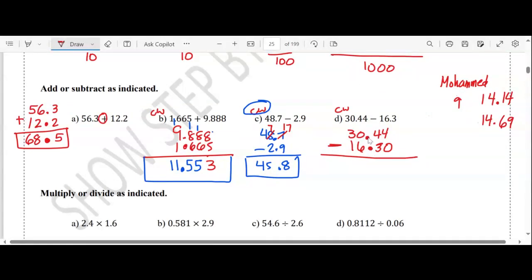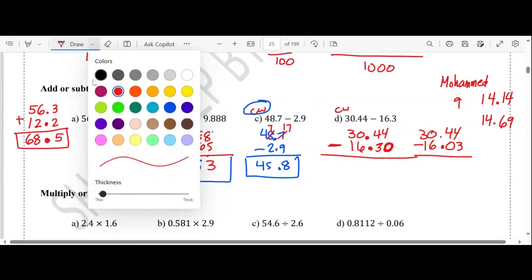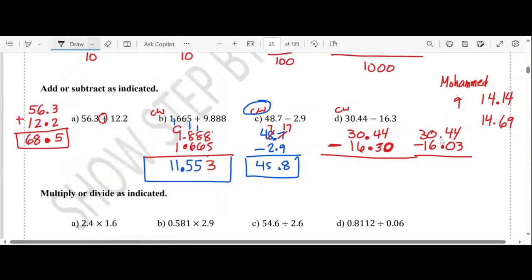Okay, I put the decimal under the decimal, and then I put the numbers under each other. Now, under the 4, here I have to put what? 0. Some students put the point here, put the 3 here, and then put 0 here. Is this correct? No, that's not correct. So you have to be careful with that.